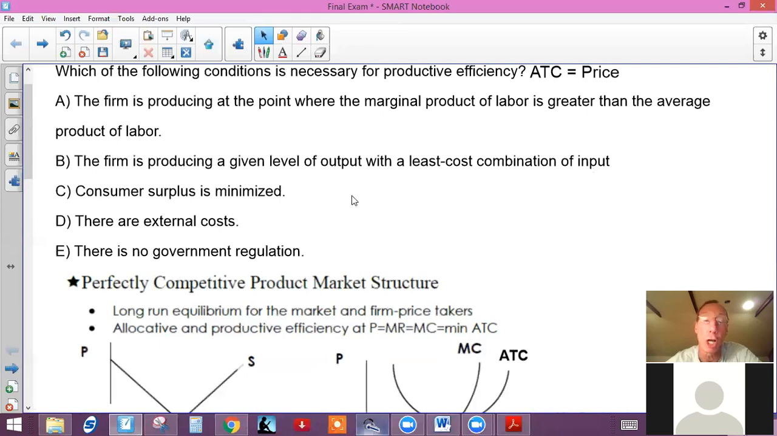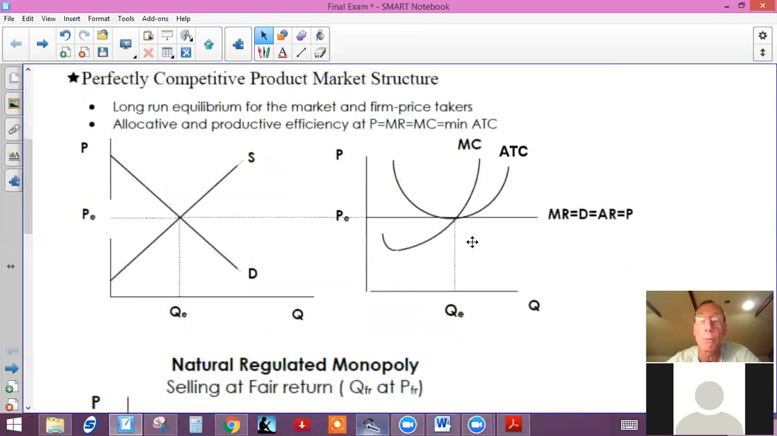Now, C, consumer surplus is minimized. Well, no, because when the firm produces here, then you've got a surplus in the market as you should know, and this is once again review of all this, right?